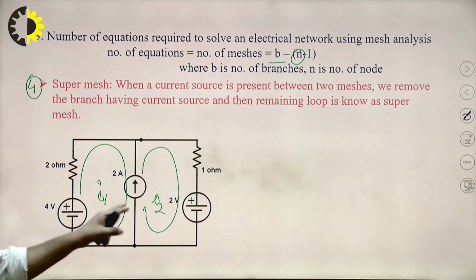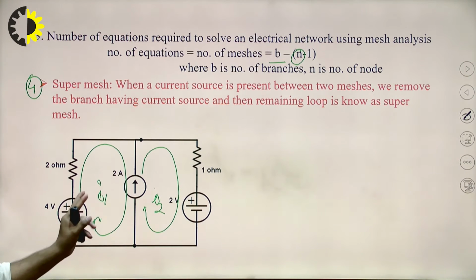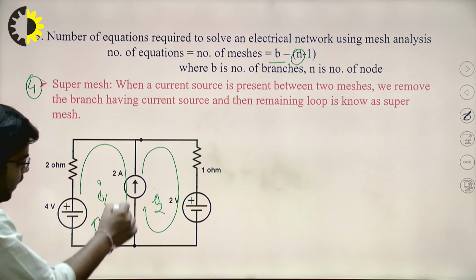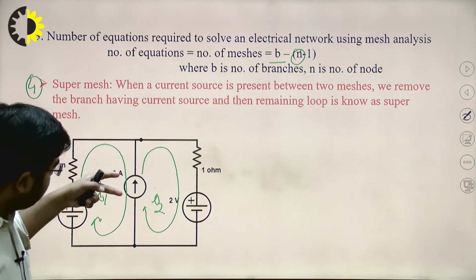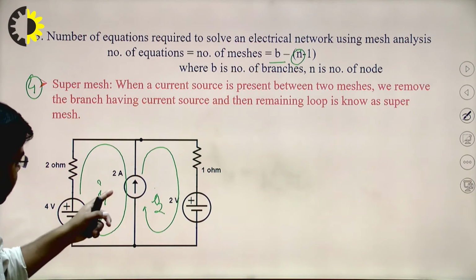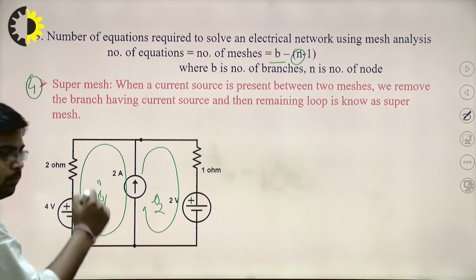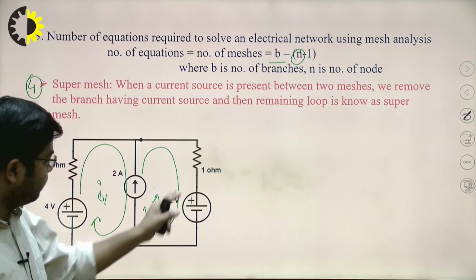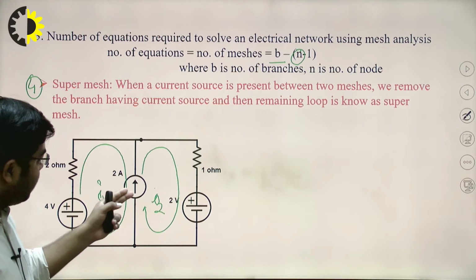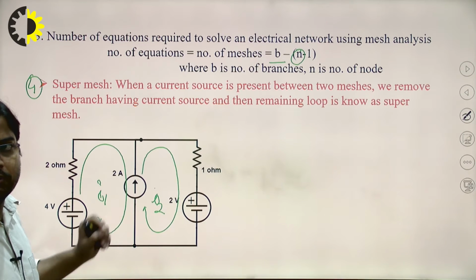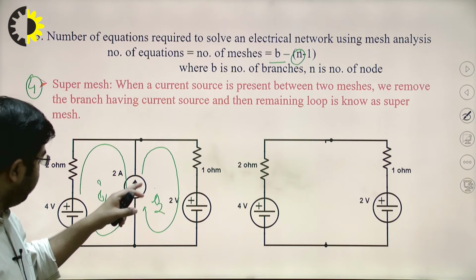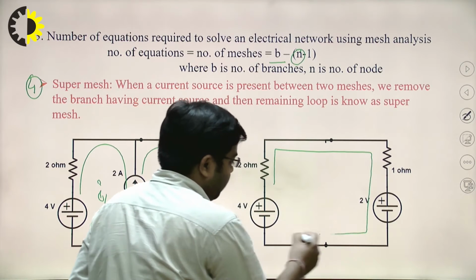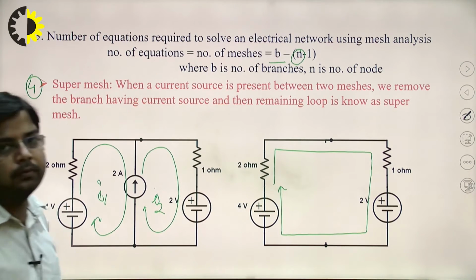But you can see there is a current source between mesh 1 and mesh 2. So you cannot apply KVL in this mesh because the voltage drop across this current source is not known. Similarly, you cannot apply KVL in this mesh, or loop. So in that case you can remove this current source. After removing the current source, this is the remaining loop. So this will be a super mesh.